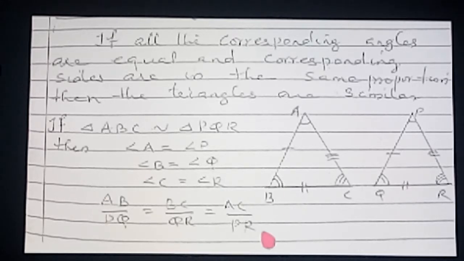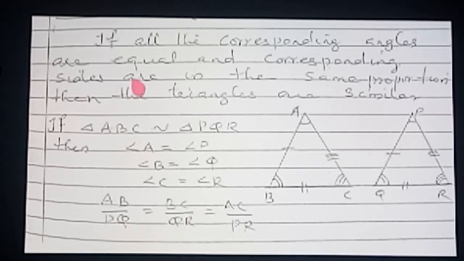But in similar triangles, it is not compulsory that AB by PQ is 1 only. It can be any ratio, but the ratios will be equal. If AB by PQ is 1 by 2, BC by QR will also be 1 by 2 and AC by PR will also be 1 by 2. Okay, did you get clear on the differences?